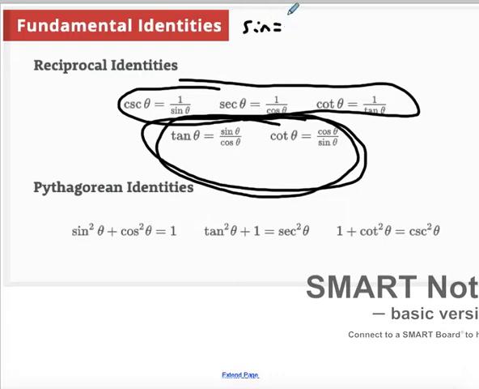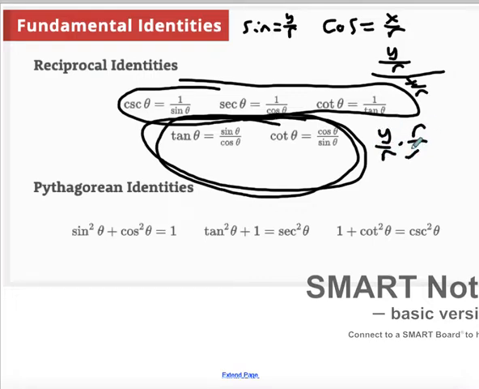Sine equals y over r, right? Cosine equals x over r. So tangent would be sine divided by cosine. So it'd be y over r divided by x over r. Well, dividing by a fraction is the same as multiplying by the reciprocal. So it'd be the same as y over r times r over x. Well, guess what? The r's cancel. You get y over x, which is tangent. Okay, so that's pretty easy to prove.